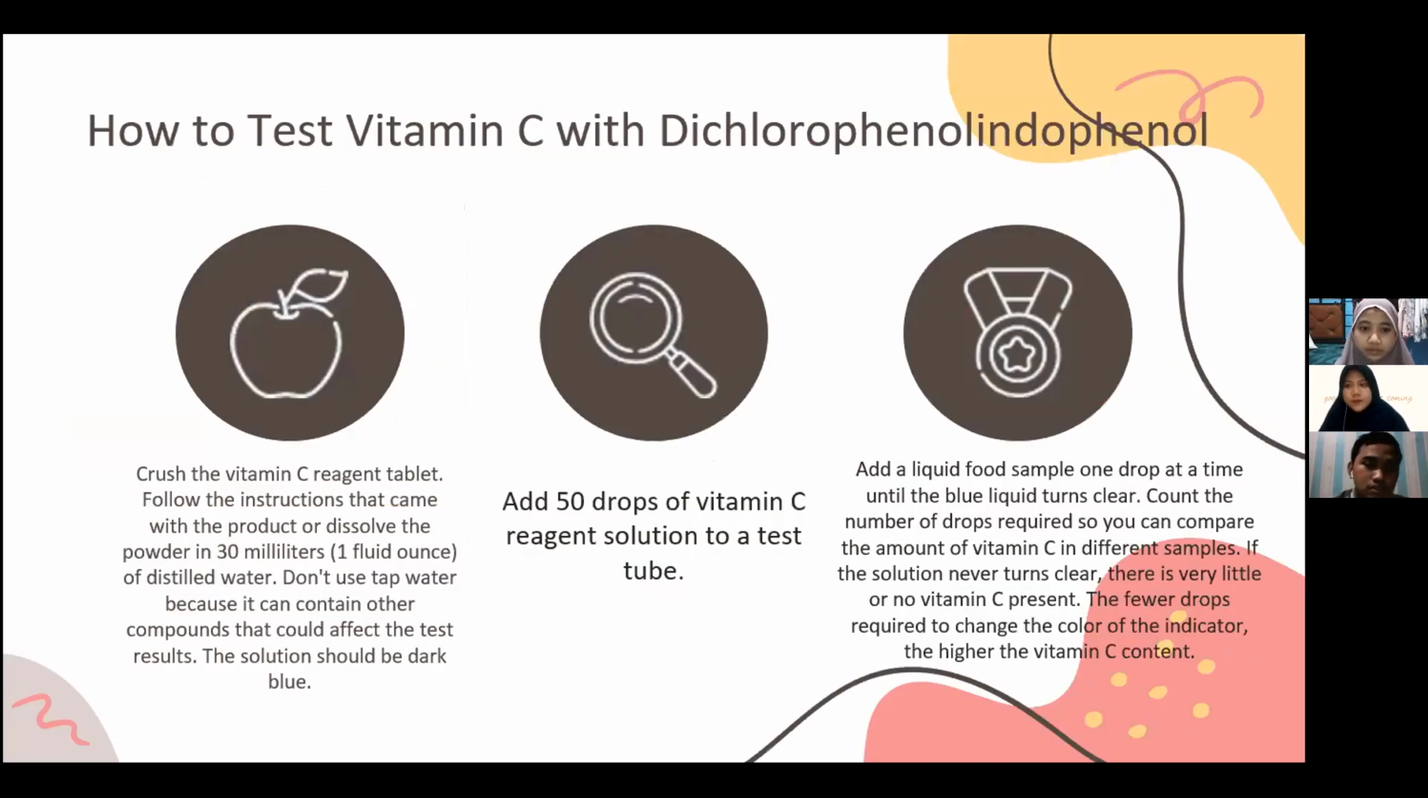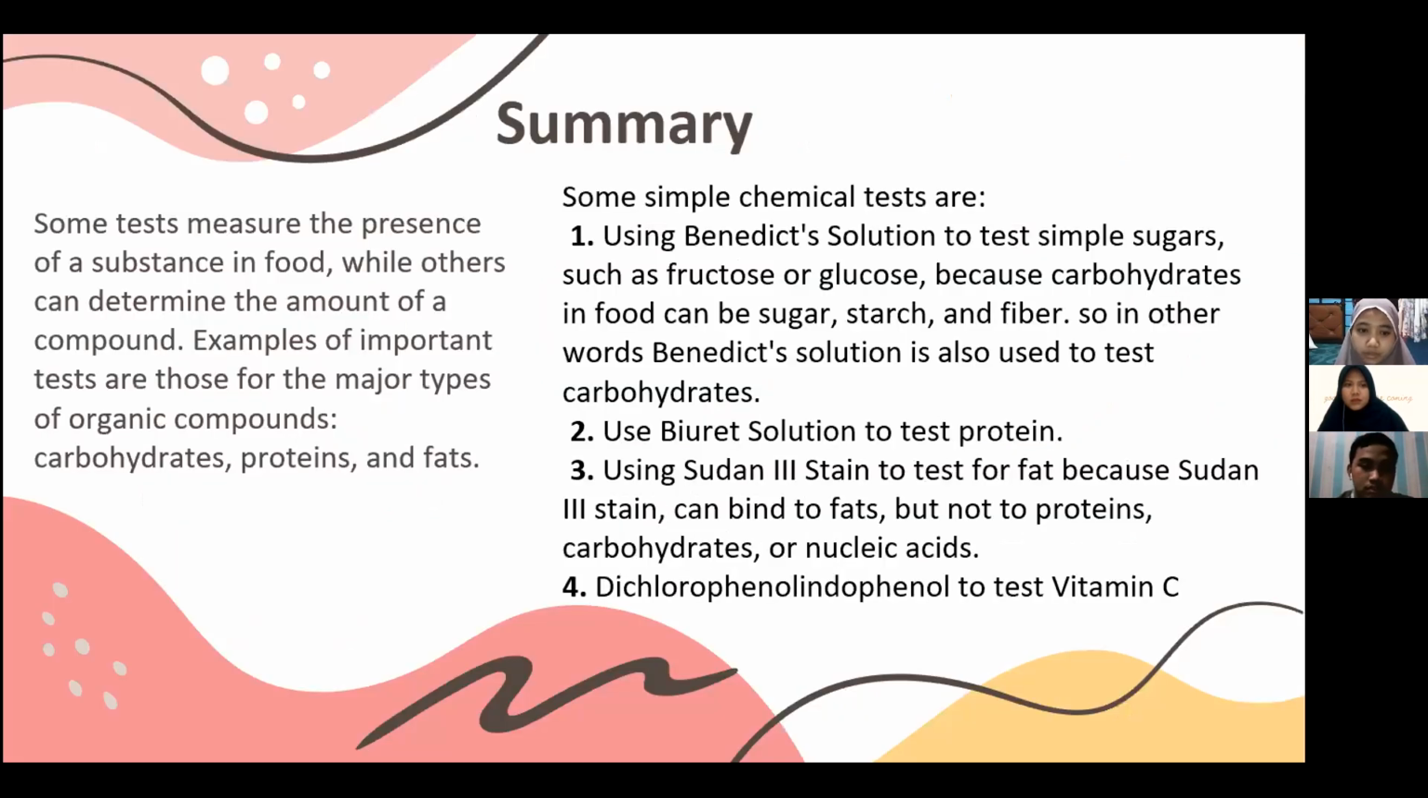The first step is to crush the vitamin C reagent tablet. Follow the instructions that came with the product or dissolve the powder in 30 milliliters, 1 fluid ounce, of distilled water. Don't use tap water because it can contain other compounds that could affect the test results. The solution should be dark blue.